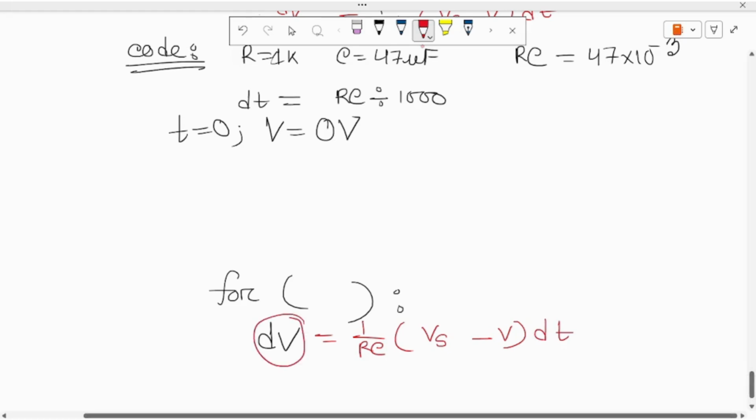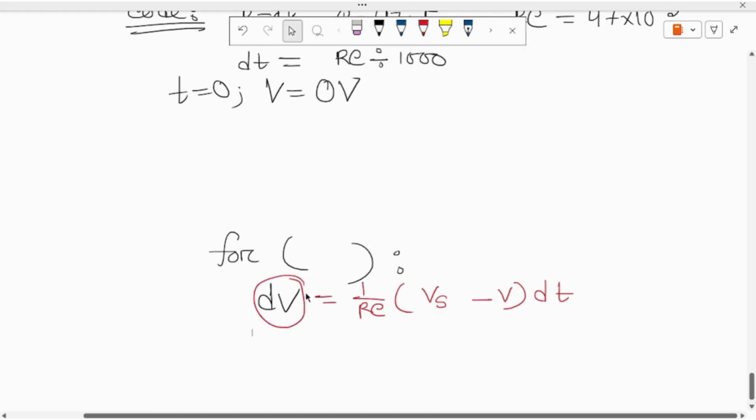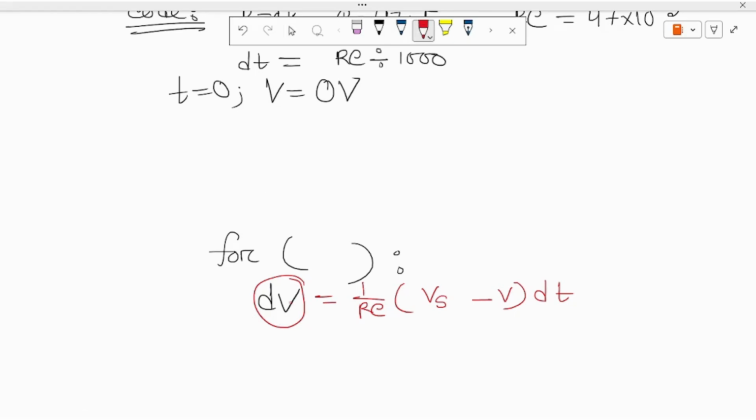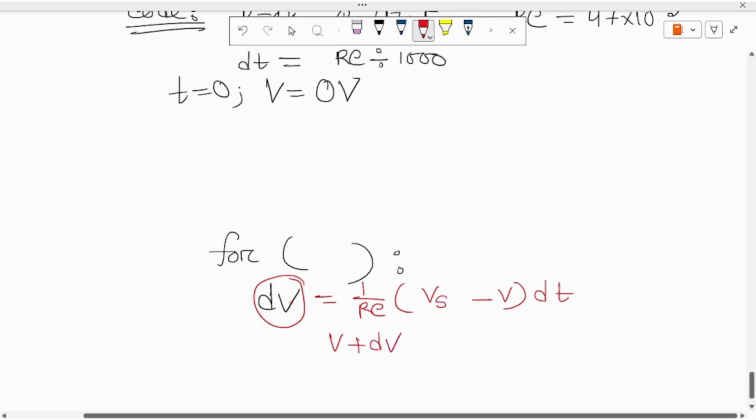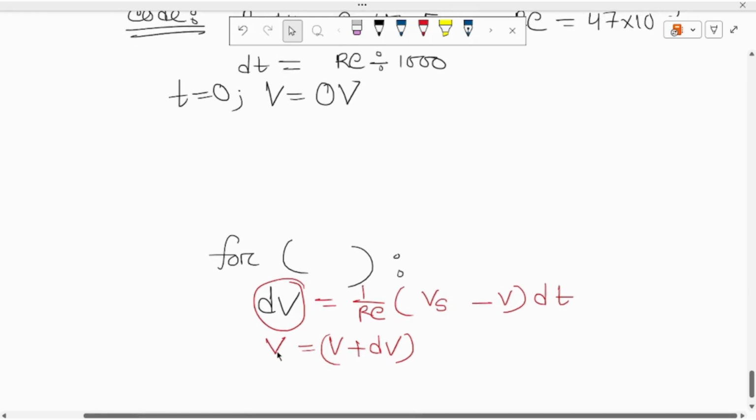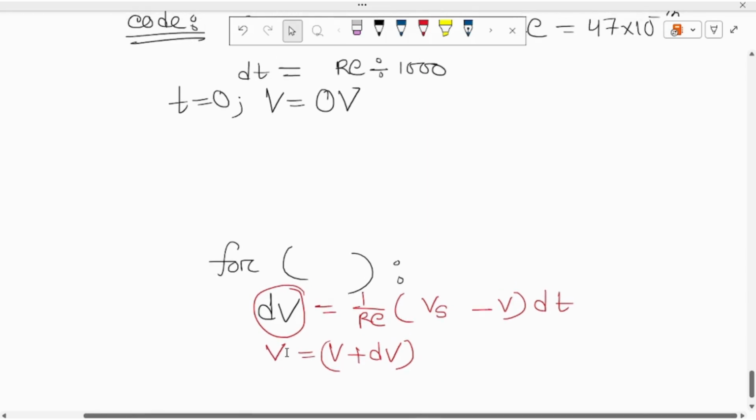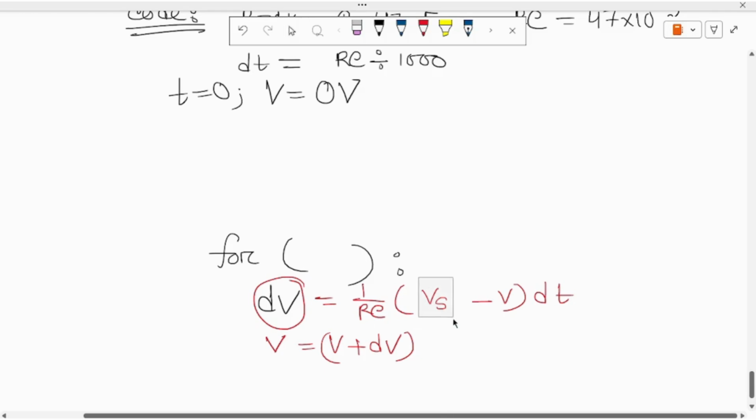So what is dV? dV is a small change in voltage, right? That means initially the voltage was V, the capacitor's voltage, and now the voltage has been changed by dV. So the new voltage is V plus dV, and we have to put this new voltage in the same variable V. So we will check this inside our code.